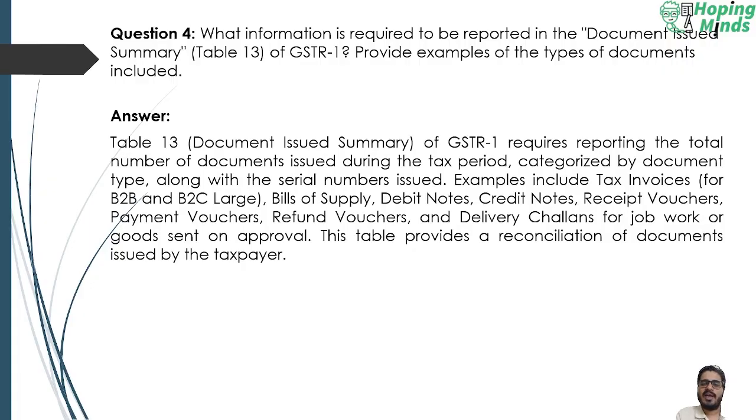So the taxpayer has to first enter the document series from and to the details, then the total number of documents issued. He has to then also furnish the number of documents that have been cancelled, and the system will automatically calculate the net number of documents that have been issued.